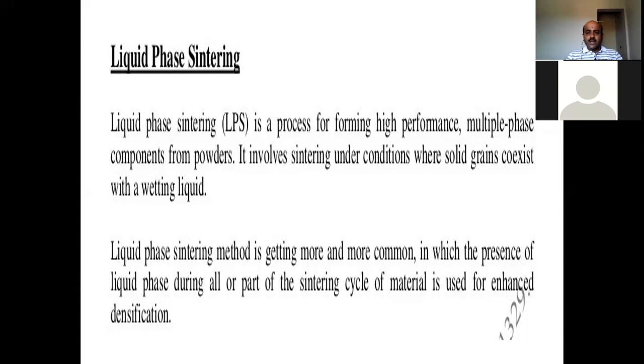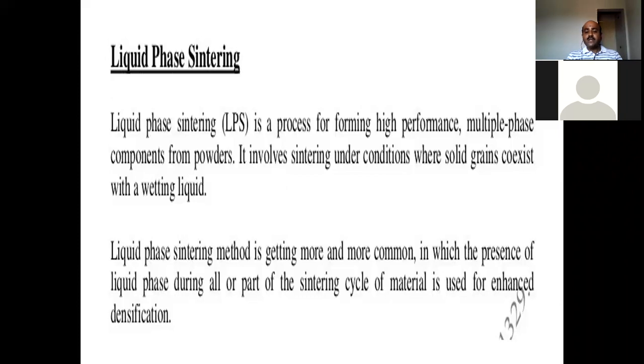So basically, it is LPS, or the liquid phase sintering process, for forming high performance multiple phase components from powders. Multiple phase means you can form different phase components from the powders. And this type of sintering involves conditions where solid grains coexist with a wetting liquid, which wets the solid grains. So that is how this kind of sintering takes place.